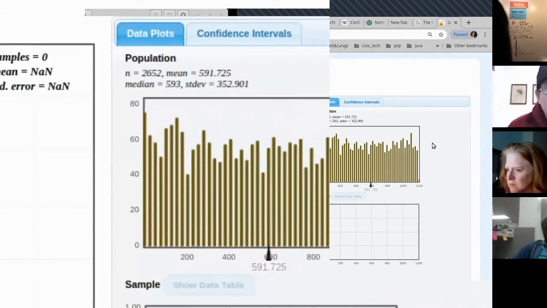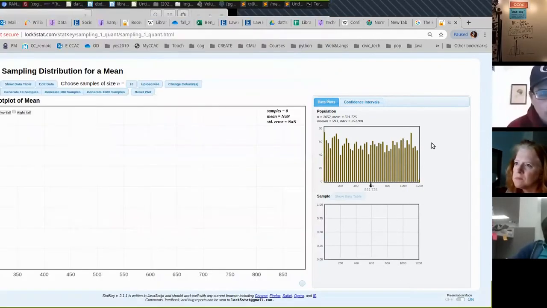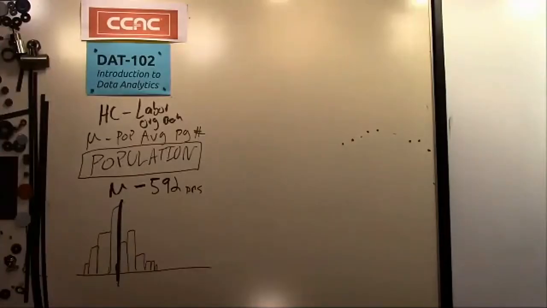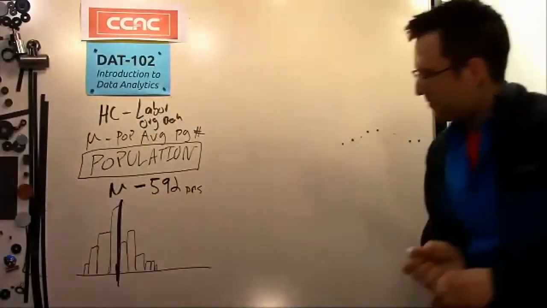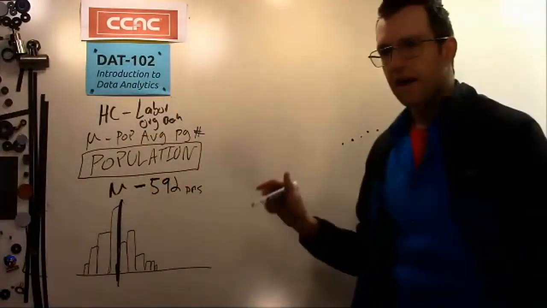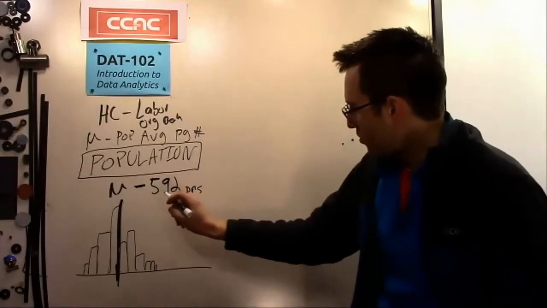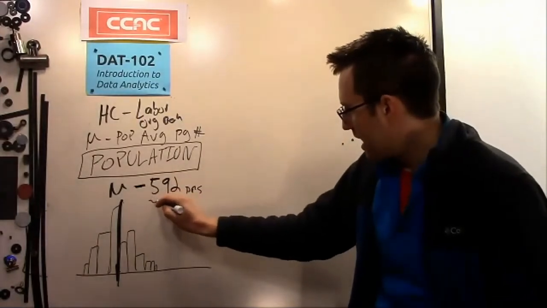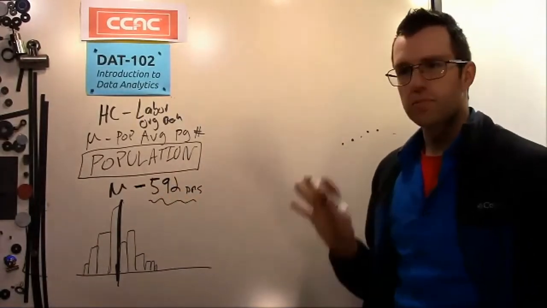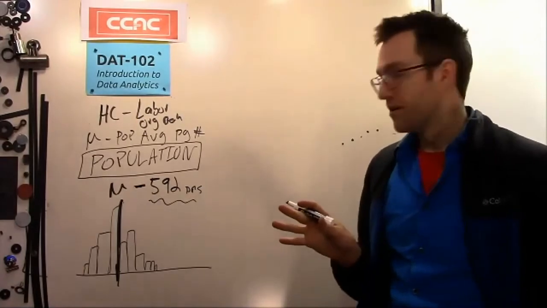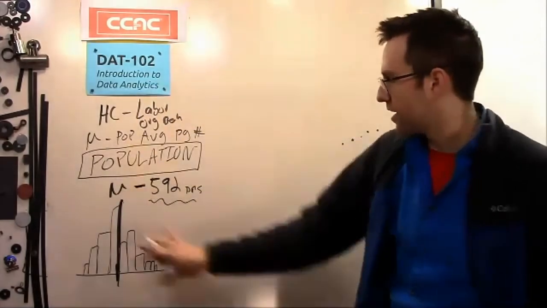So that is the true population value that in data land we don't know. But in our learning cases, we did. So from the standpoint of data analytics, we are trying to create an estimate of this true population mean. We want to know something about this entire population of books.